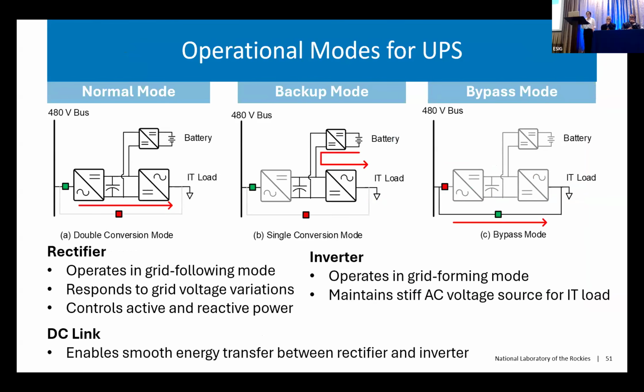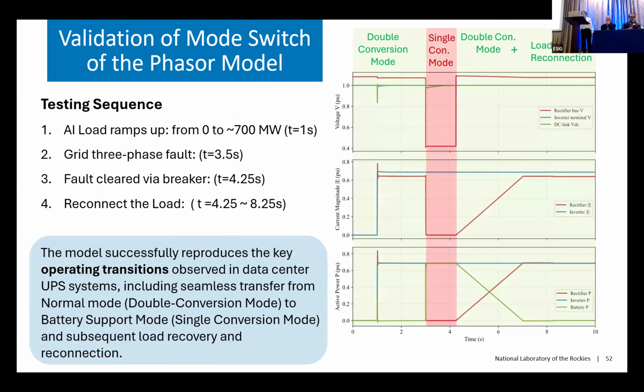I think I will skip this one. This is just the one page. I want to go over what is the normal mode, which sometimes we call the double conversion mode, and the backup mode, and the bypass mode. And let's take a look at the validation part of this proposed Phasor model.